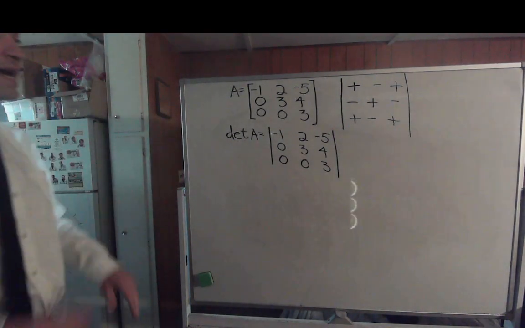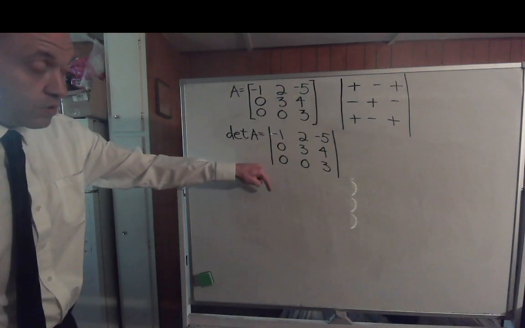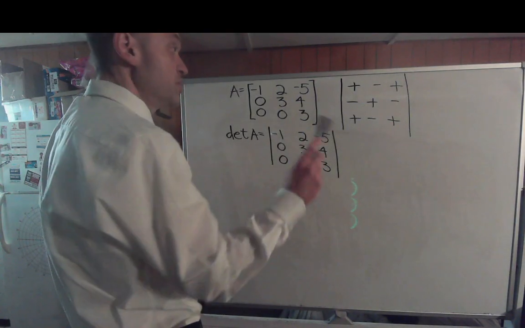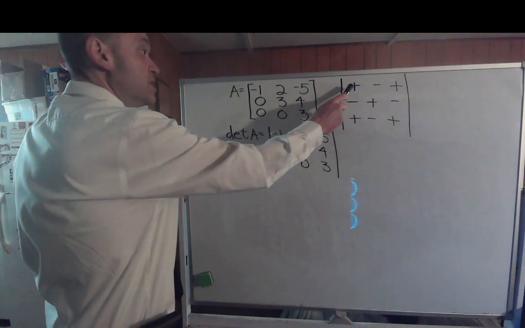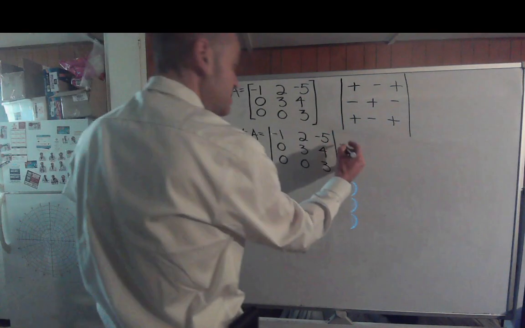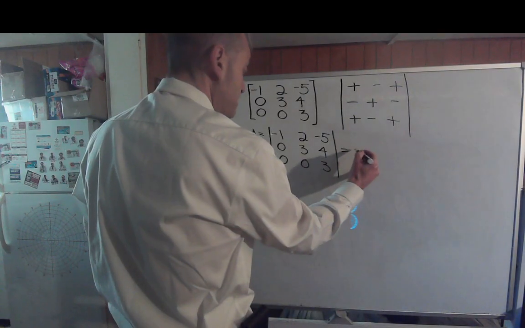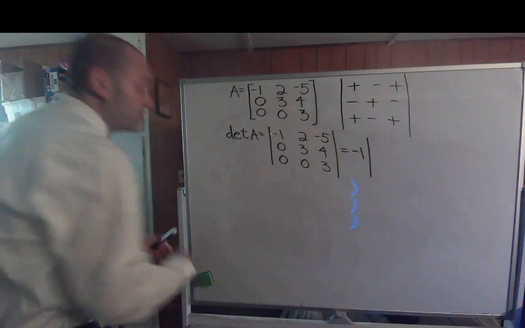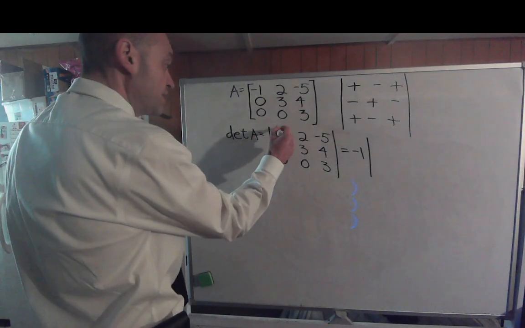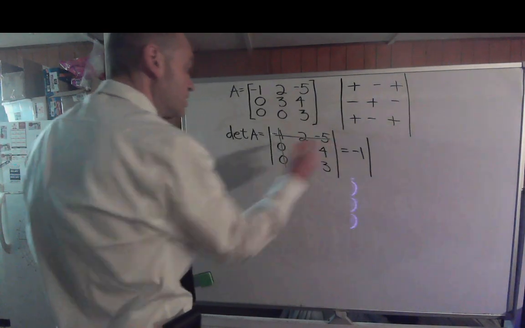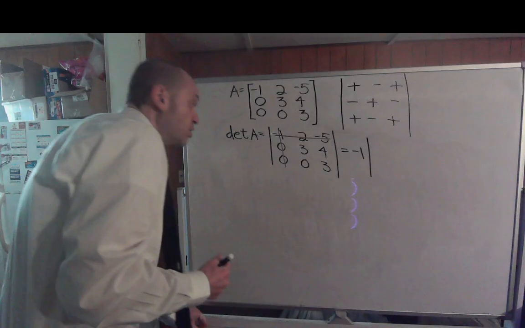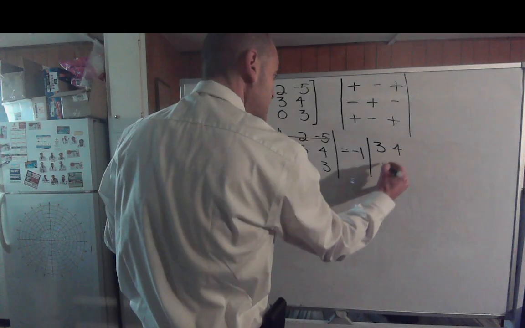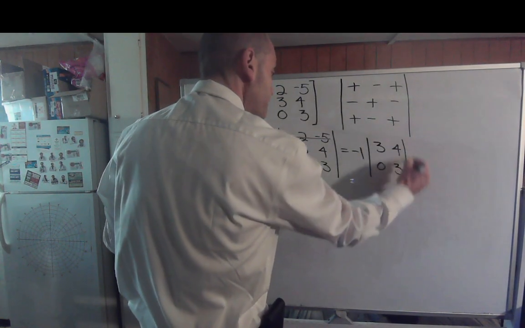All right, now we're going down column 1. According to my coefficient determinant, I need to do a positive of that -1. So that would simply end up being -1 times the resulting determinant of whatever's left over when I strike out that column and the row in which it occurs, which would give me a 2 by 2 determinant of 3, 4, 0, and 3.